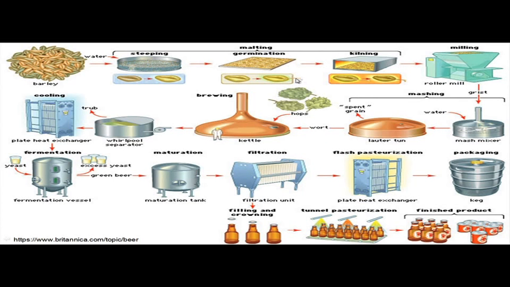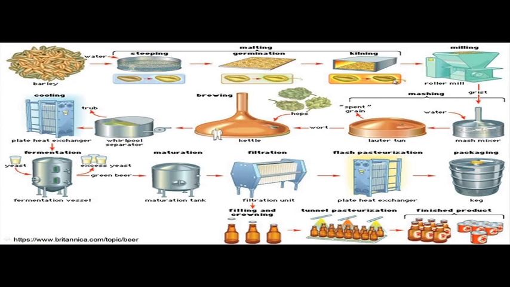And during these conditions, the sprouting takes place. You can see the kind of shoot formation taking place here, and in the grains the hydrolytic enzyme formation will take place. And then after that, we dry it to stop the germination process, and then we pass it through the milling machine.